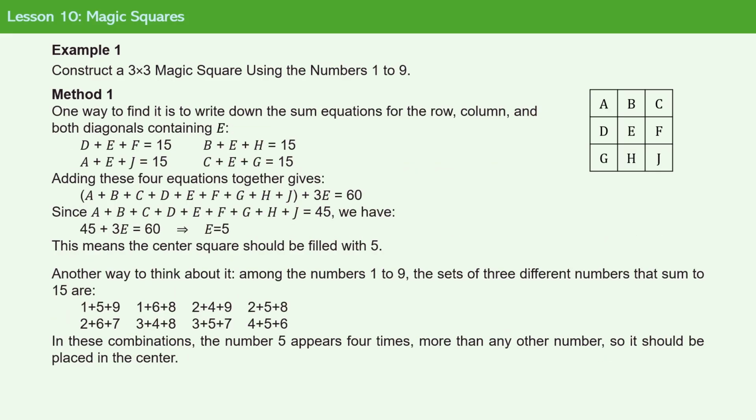One way to find it is to write down the sum equations for the row, column, and both diagonals containing E. Add these 4 equations together. Since the sum of the 9 letters is 45, we get E equals 5. This means the center square should be filled with 5. Another way to think about it, among the numbers 1 to 9, there are 8 different sets of 3 numbers that sum to 15. In these combinations, the number 5 appears 4 times, more than any other number, so it should be placed in the center.